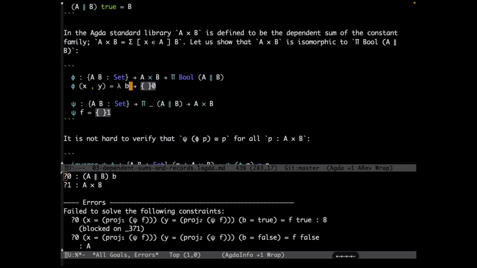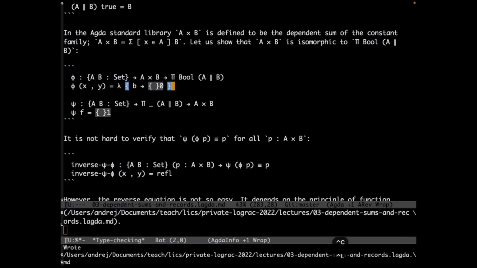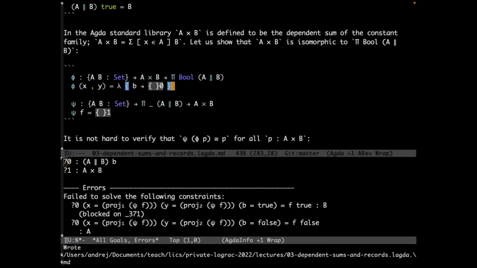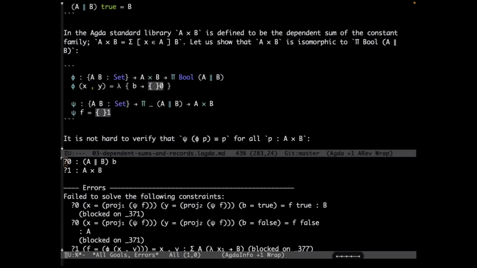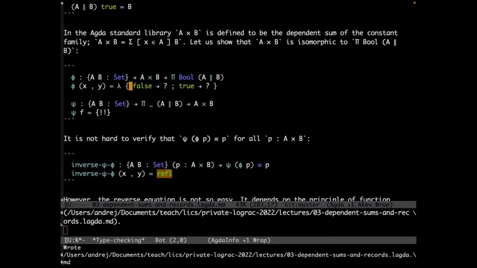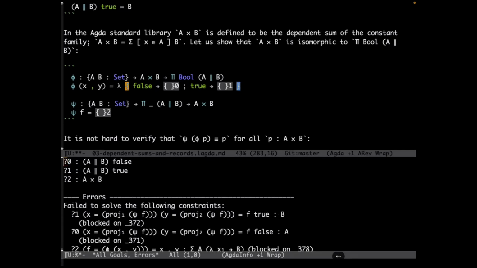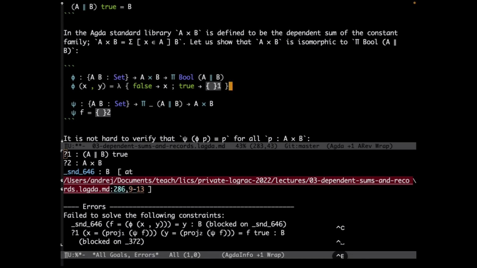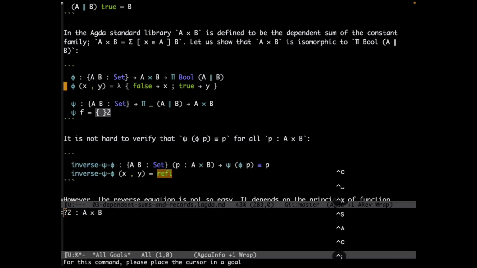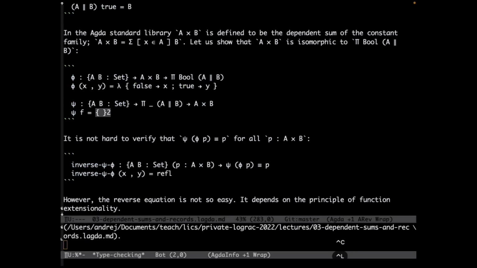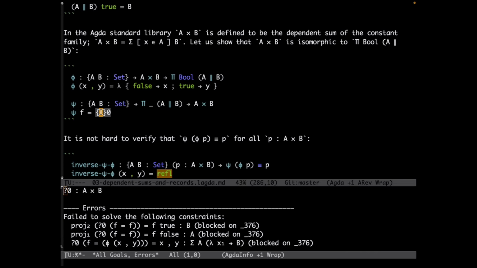There is a way to do the pattern matching inside lambda, which is like this. You put your lambda in curly braces. Now, once you have the curly braces, you can do pattern matching on b. So I say do pattern matching on b, and it will produce two cases. It says this is a function which is supposed to take false to this and true to that. So this one goes to x, this one goes to y. So that's the function.